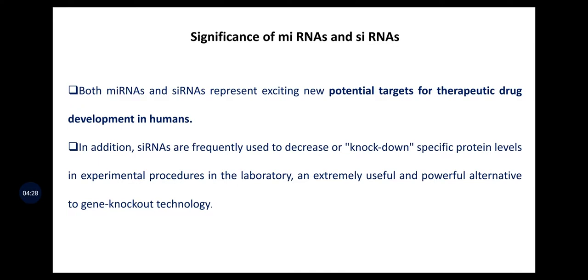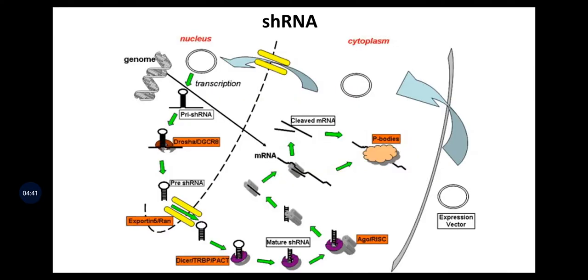Coming to the significance of miRNA and siRNA, they have a role as potential targets for therapeutic drug development in humans and knockdown of specific proteins in any technology. The third kind is shRNA, that is short hairpin RNA, hairpin-like RNA. The mechanism of shRNA is not much different from siRNA, but the basic material on which it acts differs. Like miRNA, it needs a transcribed sequence of mRNA, okay?